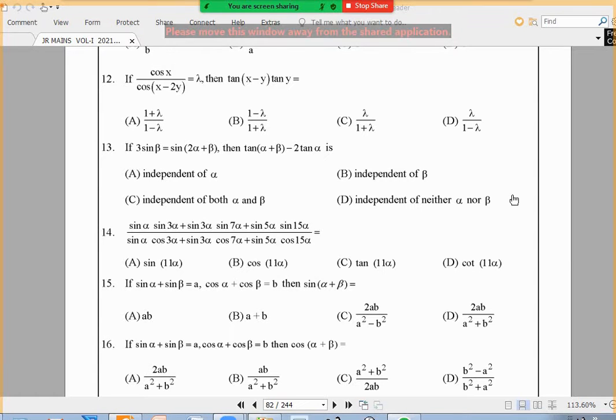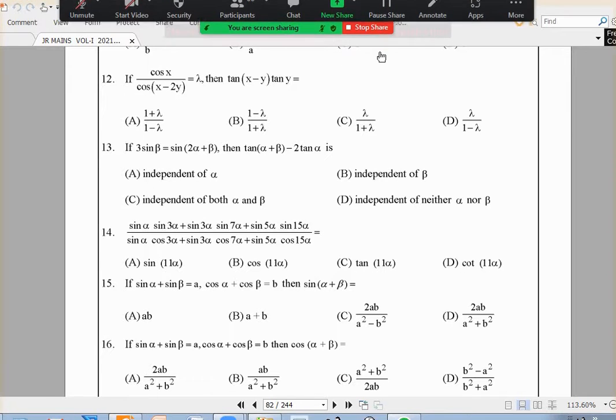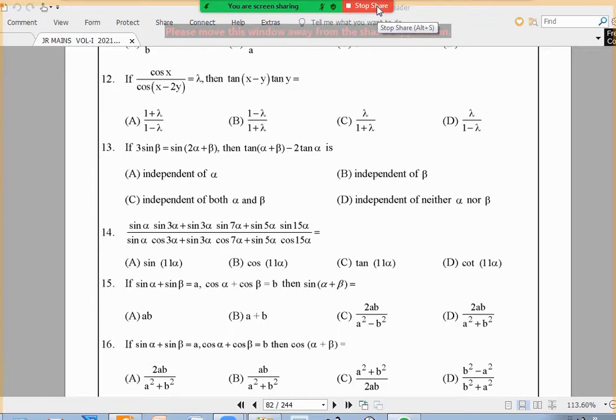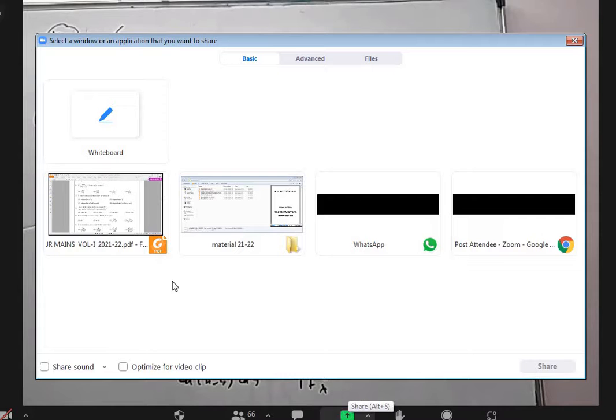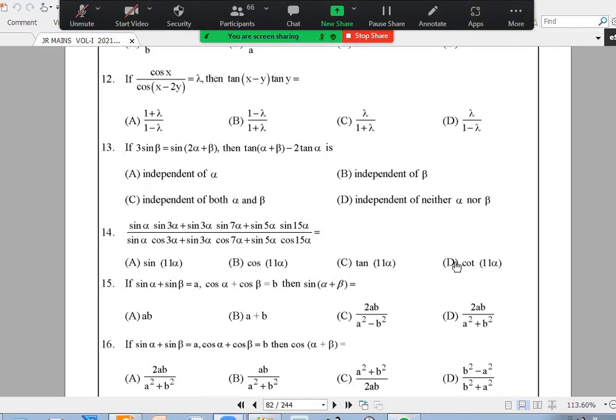Sir, if we do this question in reverse, then at the last step, again we have to do componendo-dividendo, sir? No. Either you can do that, or you can divide by cos(x minus 2y) everywhere, and then cos x by cos(x minus 2y), you can just substitute lambda. There is no need of doing componendo-dividendo at that time. Okay, sir. Is the 12th question clear to everybody? Yes, sir. Okay. I'm going to erase this.